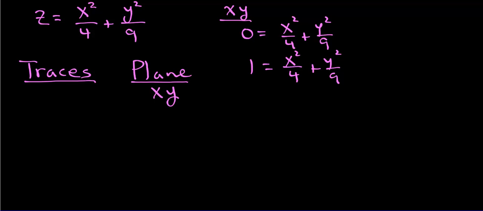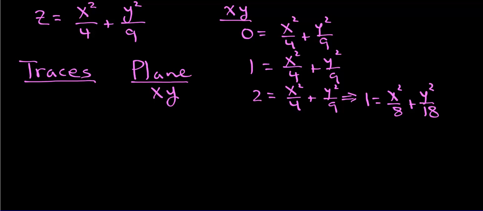And it doesn't matter. I could change this. I could say, well, what about if this is 2? Well, you've got x squared over 4 plus y squared over 9. That's still the form of an ellipse. It would look like this: you would have 1 equals x squared over 8 plus y squared over 18. Still, that's an ellipse. So in the traces parallel to the xy plane, you have an ellipse.